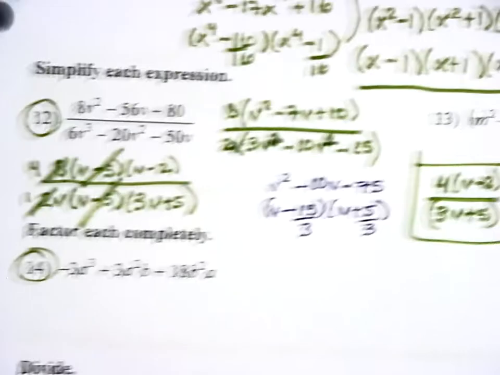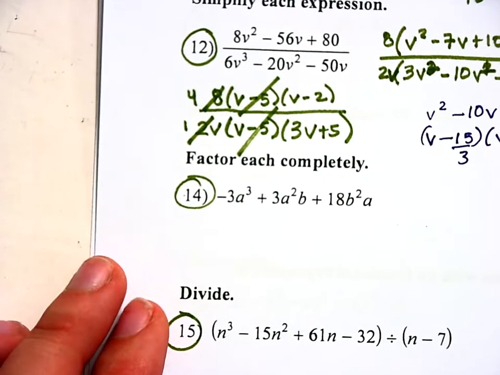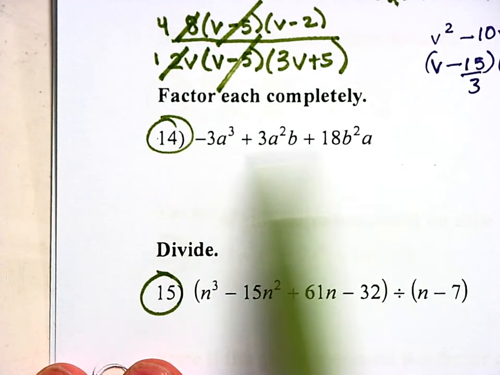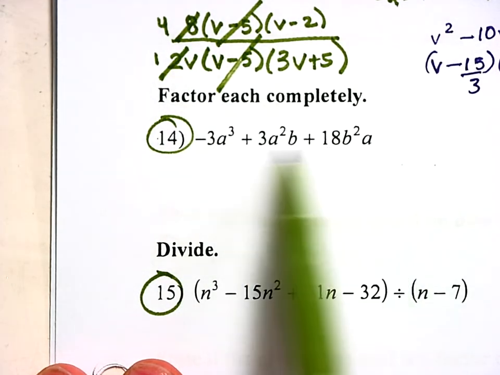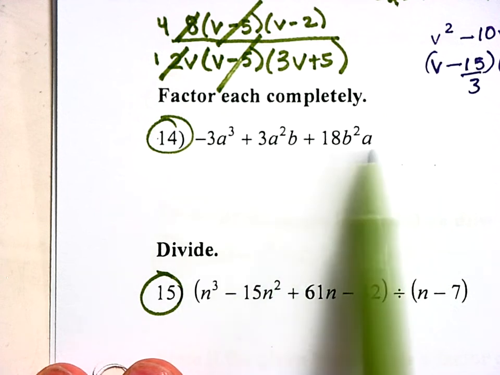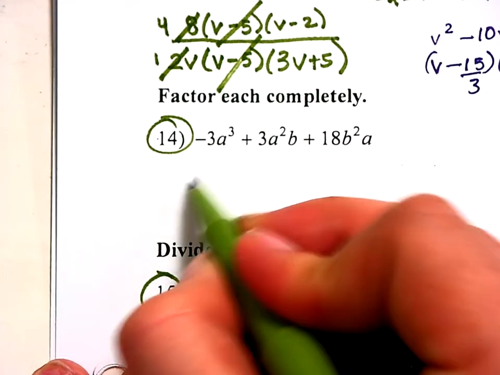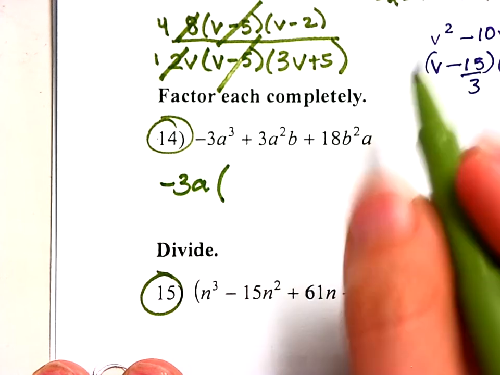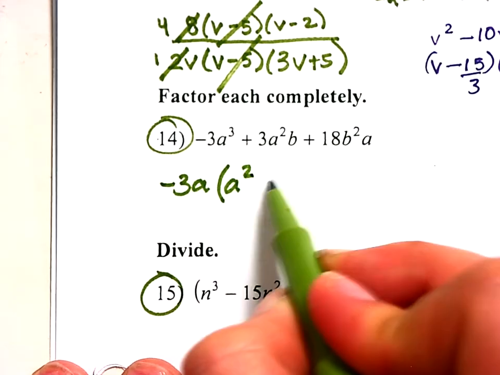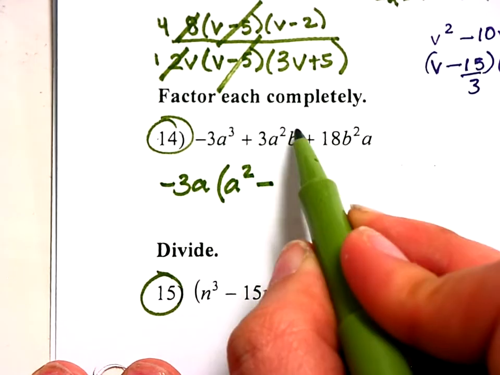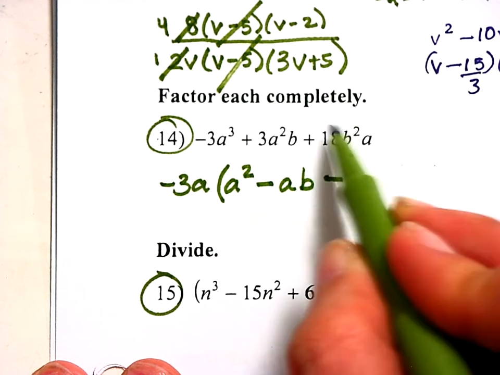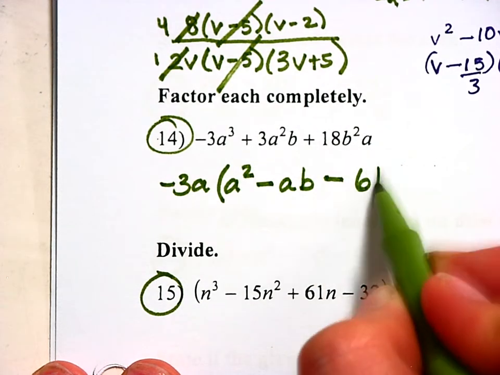Okay. Looks like we're going to do the next one. Again, factoring. Let's go through all our factoring skills we have. The first one being a GCF, and I can definitely factor out, let's see, a 3a, and it looks like that's the only thing that all of them have. So let's factor out a negative 3a. And then what's left is an a squared minus ab, and then minus 6b squared.